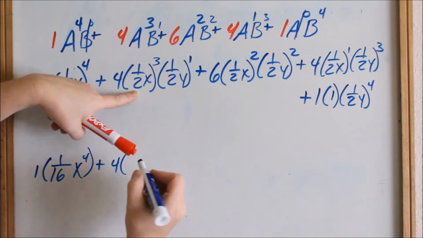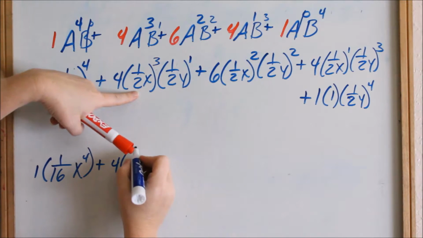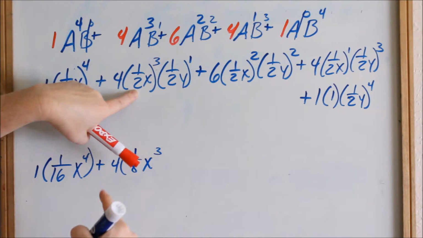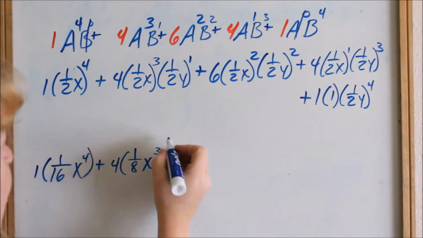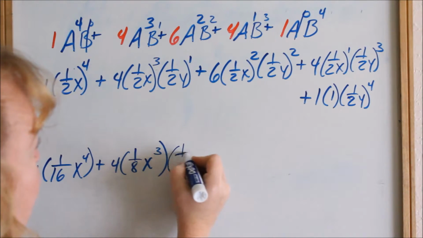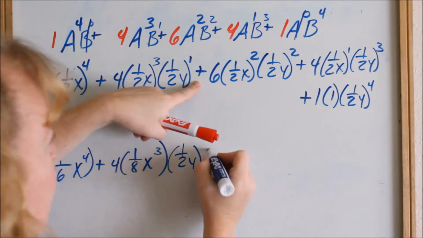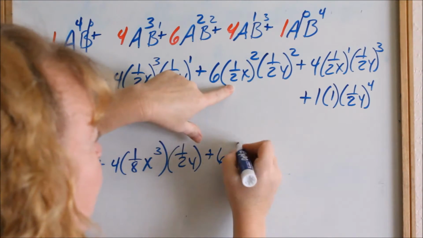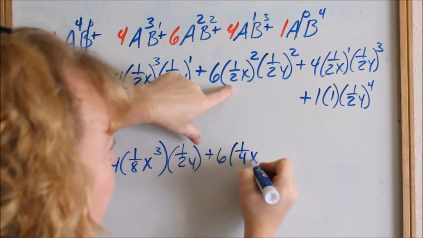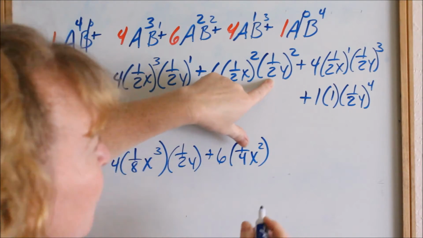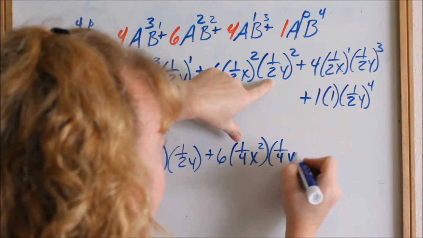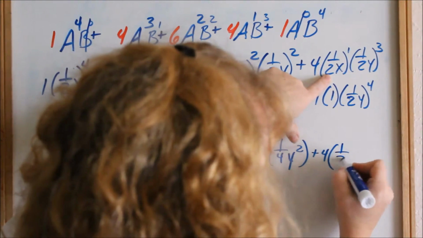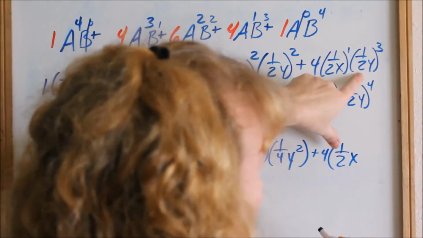1/2 cubed. So cube the 1/2 and cube the x. So that would be 1/8 x cubed, because 1/2 cubed is 1/2 times 1/2 times 1/2, which is 1/8. Now here's my 1/2 y, plus 6 times 1/2 squared. 1/2 squared is 1/2 times 1/2, which is 1/4, and then x squared, times 1/2 y squared, which would be 1/4 y squared, plus 4 times 1/2 x to the 1st, just 1/2 x, times 1/2 y cubed.